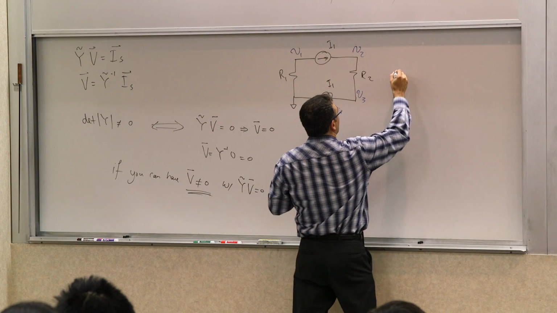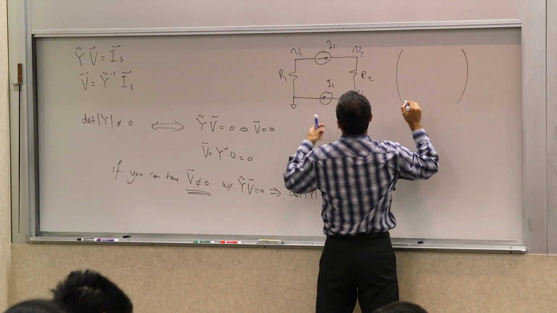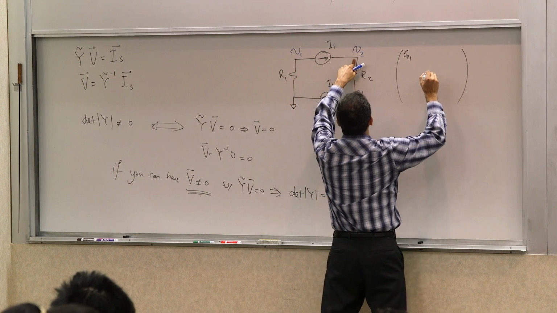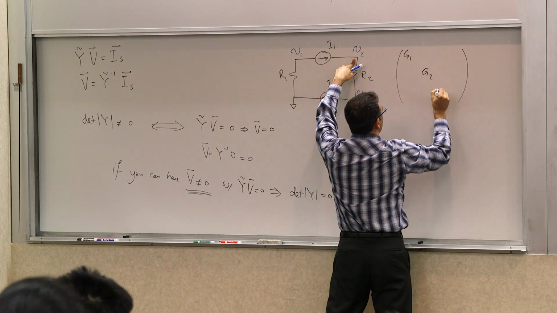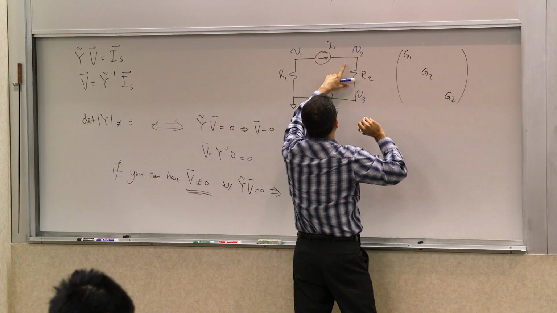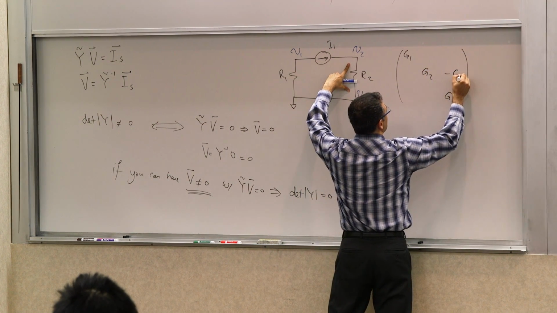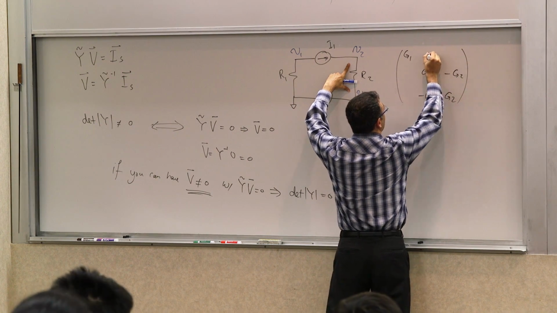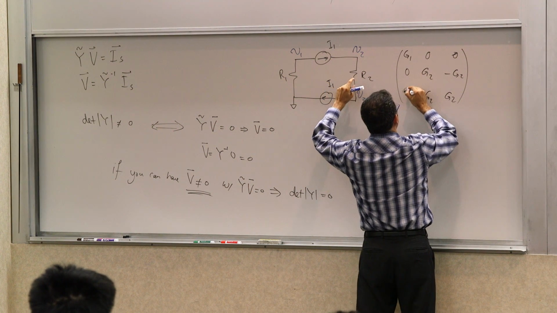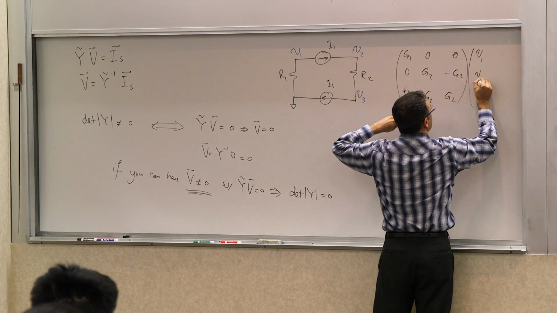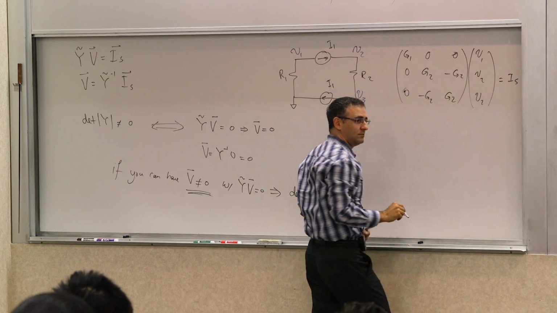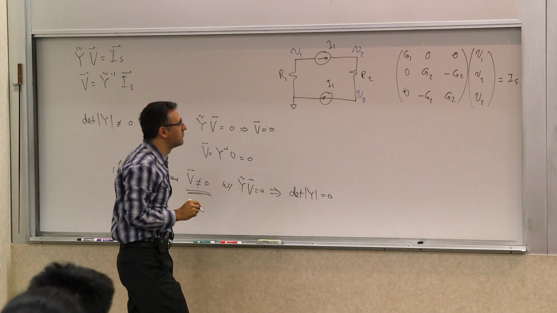So the Y matrix, element 11 is going to be G1. Element 22 is going to be G2, and element 33 is going to be G2 as well. The ones connecting V2 and V3 are negative G2 and negative G2, and everything else is 0. So that's times V1, V2, V3, and then you have the stimuli vector, which you can write, but we don't need.